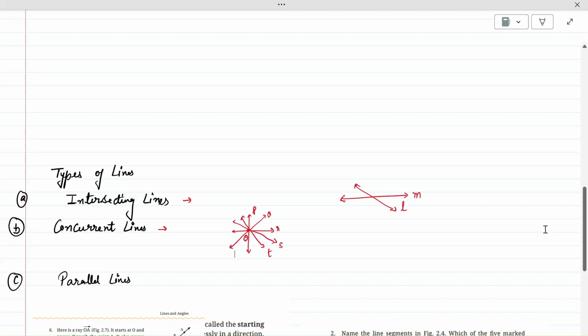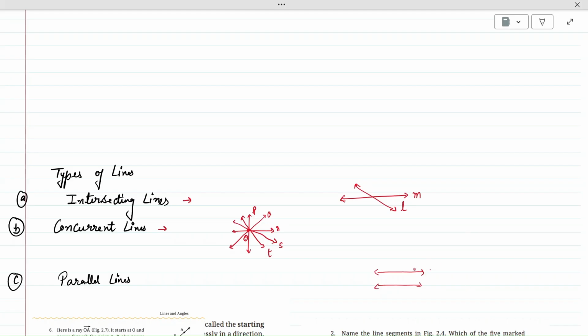Next, we have parallel lines. So kids, what are parallel lines? Parallel lines are those lines which never meet each other. The distance between them is always equal and they will always move parallelly. They can extend in both directions, but they will never intersect each other. They will never meet each other.